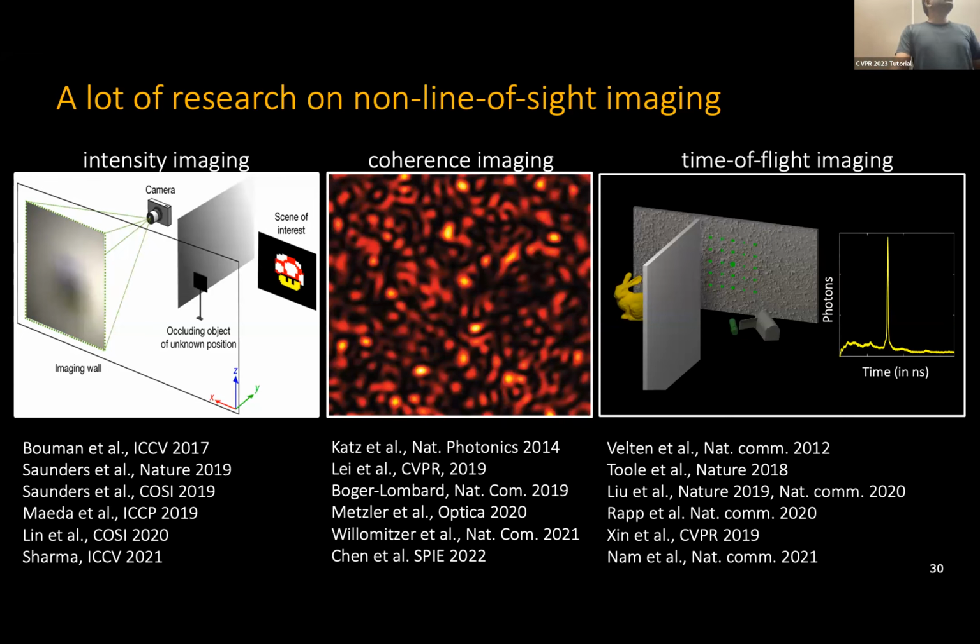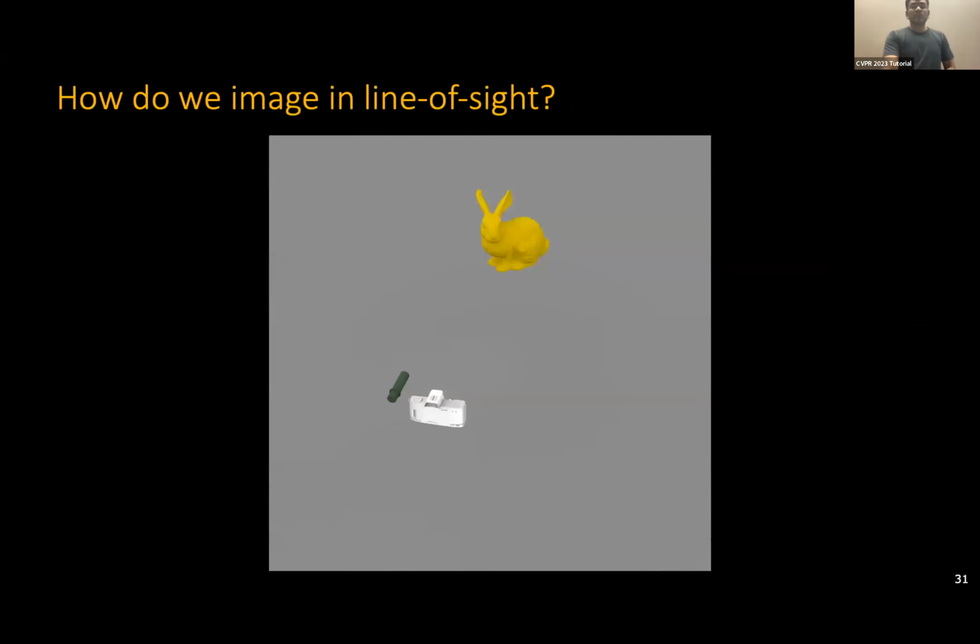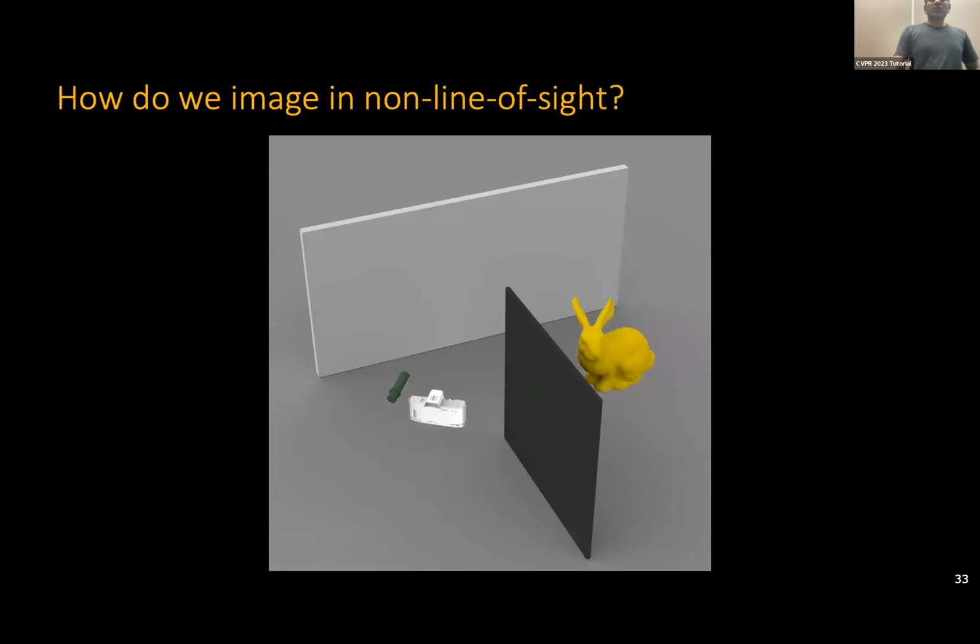Our technique is motivated by line of sight imaging. Just like how we do line of sight imaging, we wanted to do non-line of sight imaging as well. In line of sight imaging, to image an object, all we do is use a lens. The lens takes light rays coming from the object of interest and focuses them to a pixel on the camera. We want to do something similar for non-line of sight imaging. So we have this non-line of sight imaging scene, and we need to see how we can focus the light coming from the bunny onto a pixel on the camera. That's what we want to do.